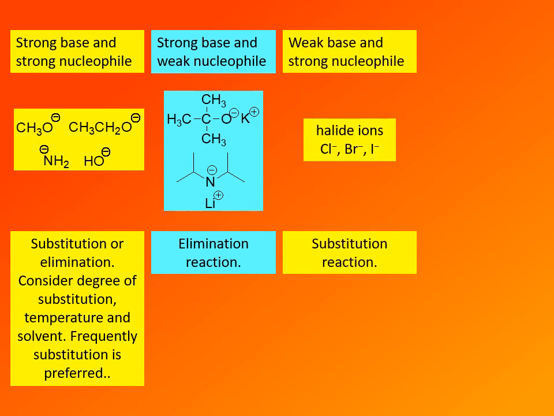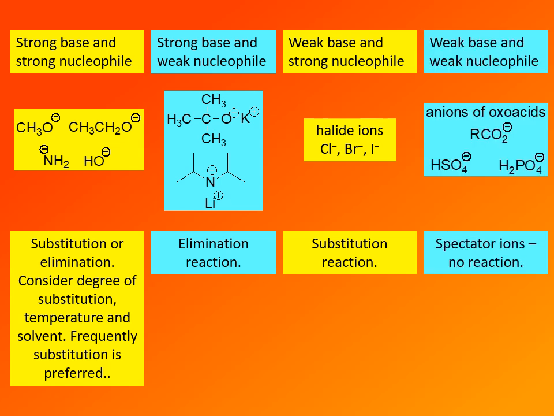Now, a weak base and strong nucleophile obviously is a species that is not basic, but is a strong nucleophile, and those are generally halide ions: chloride, bromide, and iodide. Fluoride does not belong in this class. Fluoride has slightly different properties. And these reagents favor substitution reactions. Elimination reactions with these reagents would be very rare.